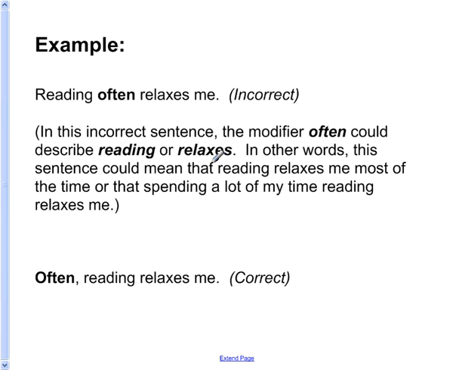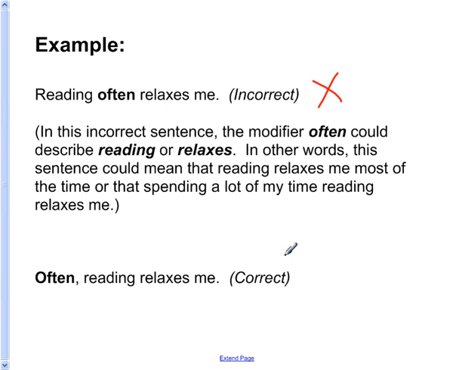Let's look at an example. Reading often relaxes me. Often, in this case, is a modifier and it is misplaced. It's misplaced because this sentence, reading often relaxes me, has 2 meanings as it is written. One meaning is that reading frequently, or when I read a lot, I become relaxed. Another meaning is that most of the time, reading relaxes me. Not all the time, but most of the time. Often it does. So the reader is left confused.